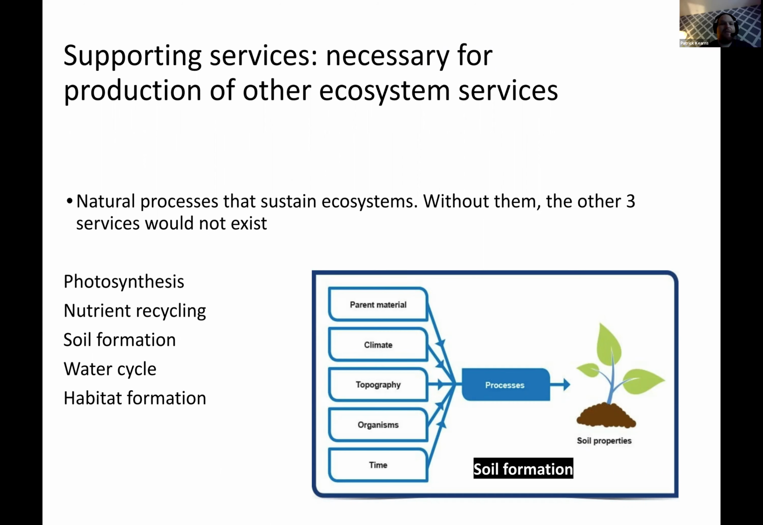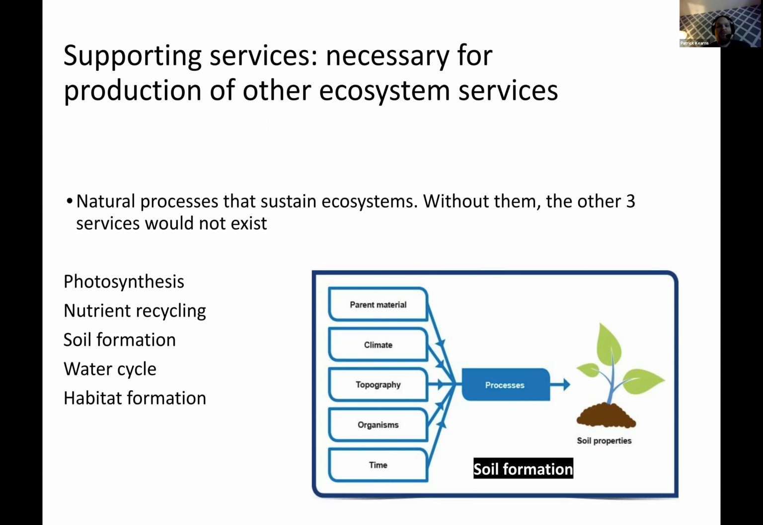And then finally, we have our supporting services. These are necessary for the production of other ecosystem services. So all the ecosystem services we just talked about are built upon this idea of supporting services. These are natural processes that help sustain ecosystems. And without them, the other three would not exist. And these include photosynthesis, so taking carbon from the atmosphere and making sugars and plant biomass, recycling of nutrients, formation of soil, water cycling, and habitat formation. So all these things are the processes of maintaining and creating new ecosystems, new habitats. This is what we consider our supporting services.